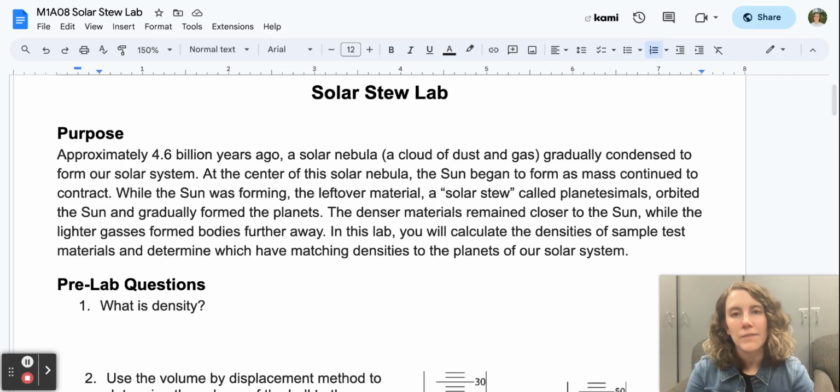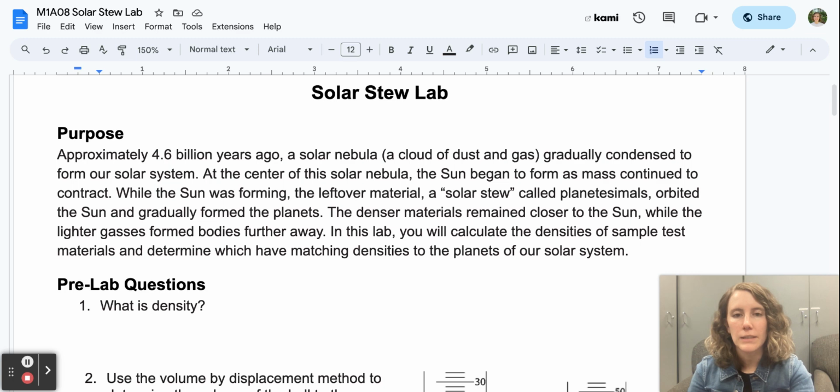This is the explanation video for the solar stew lab. So 4.6 billion years ago, there was a solar nebula, and that was just a cloud of dust and gas. It eventually condensed to form our sun, and then other materials left over formed the planets. More dense material stayed closer to the sun, and less dense material was moved a little further away, and it formed things like the gas giants.